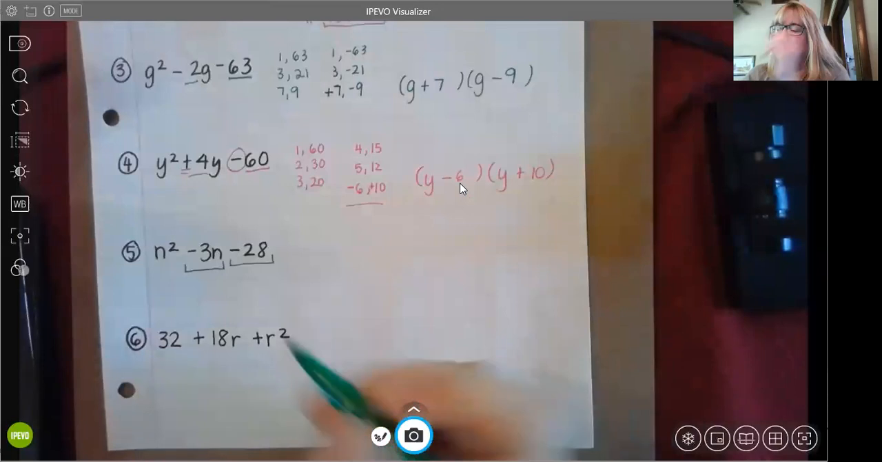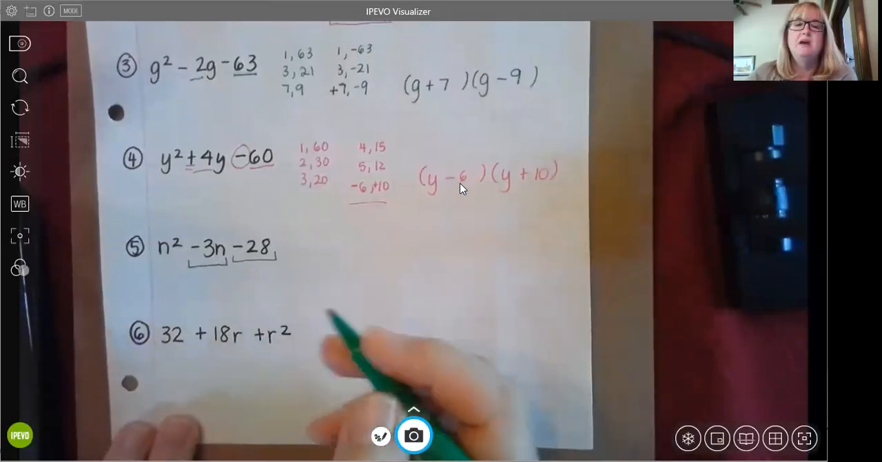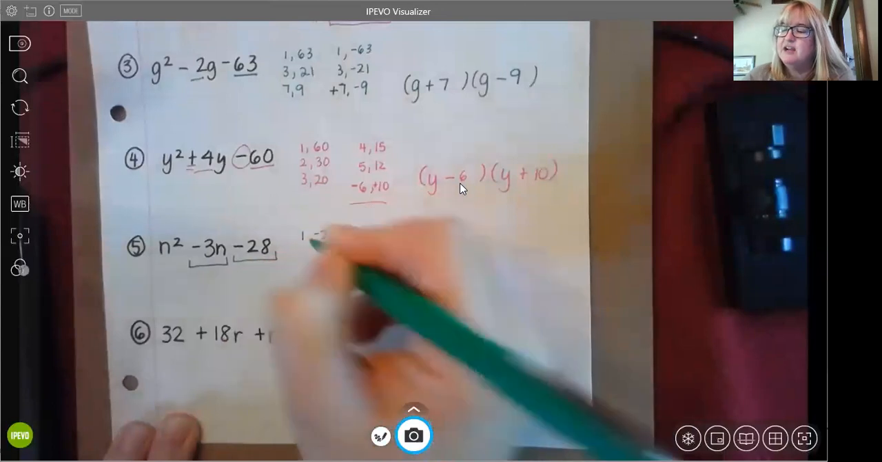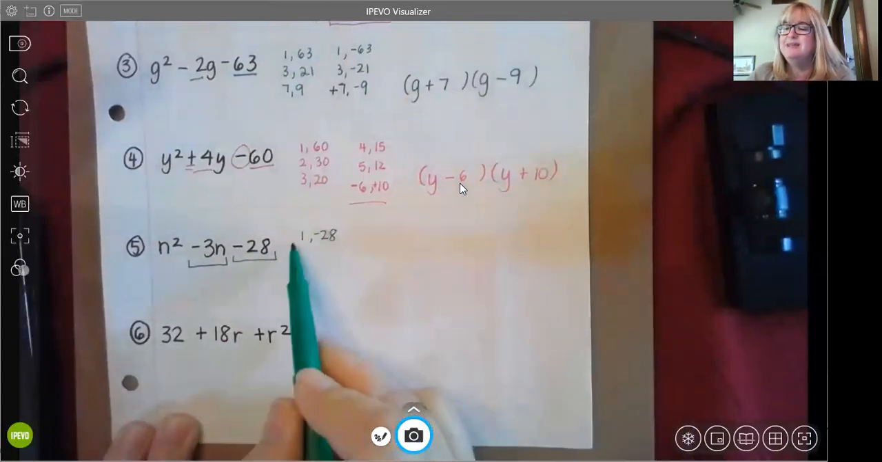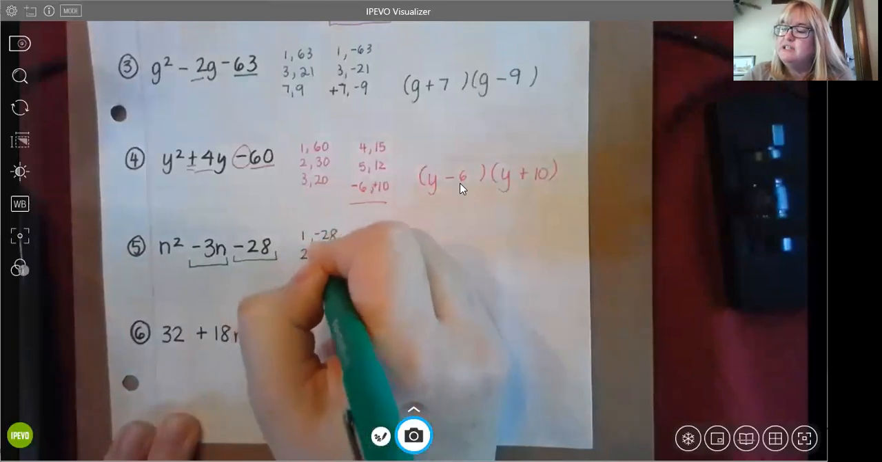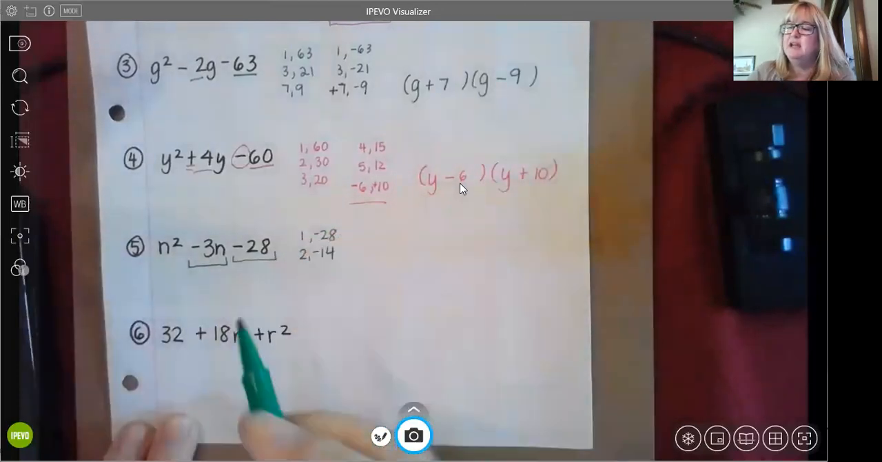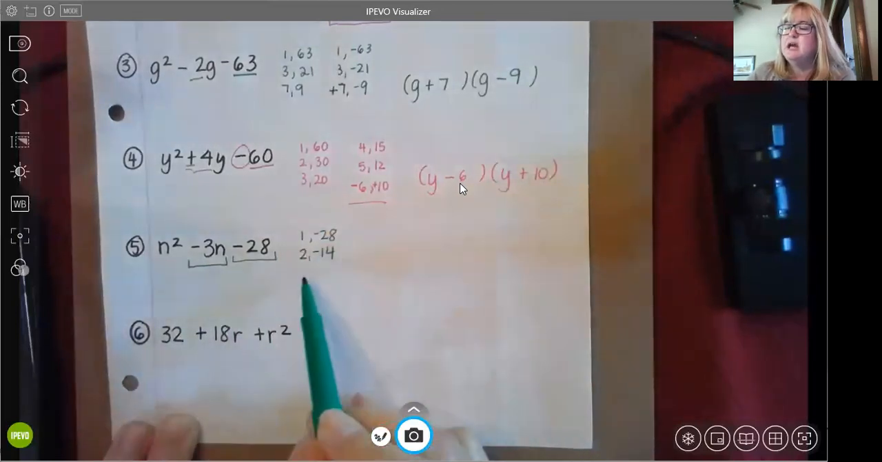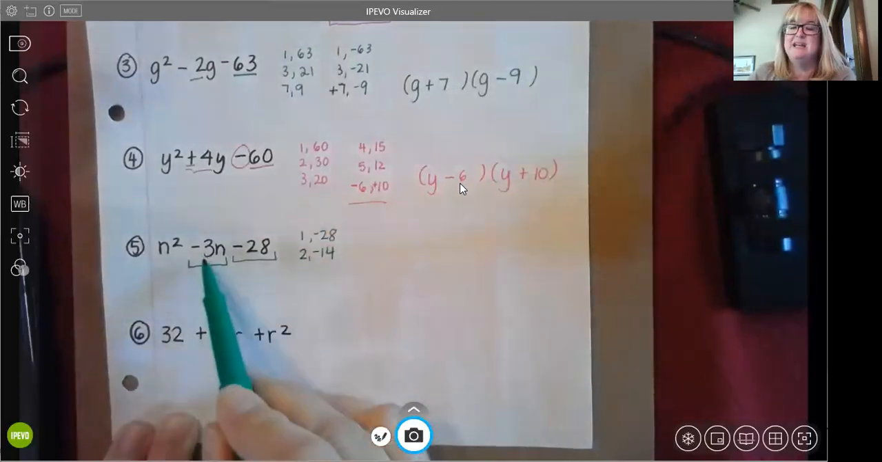So let's think of the factors of 28. 1 and 28, we said the bigger factor has to be negative. If I combine those, I will not get negative 3. All right, 2 and 14, the bigger one must be negative because I've got more negatives. If I combine those, nope, I'm not going to get negative 3.